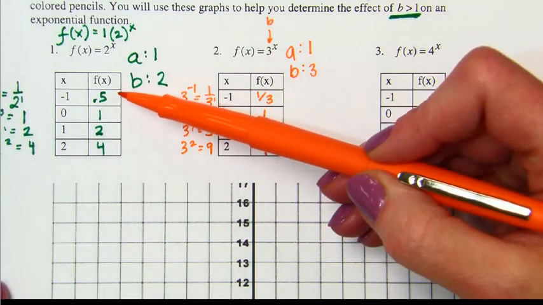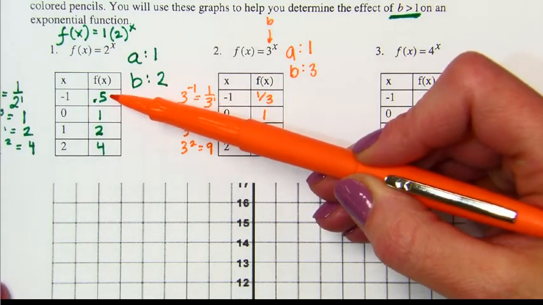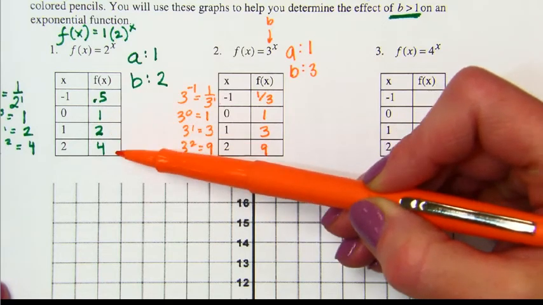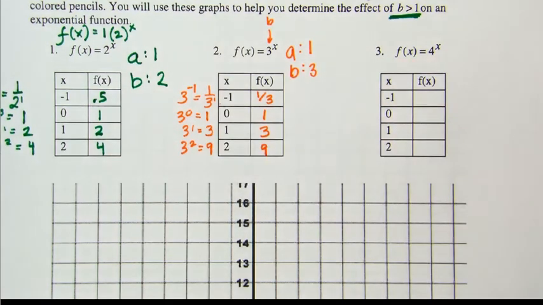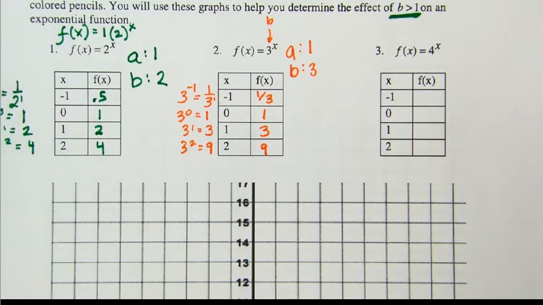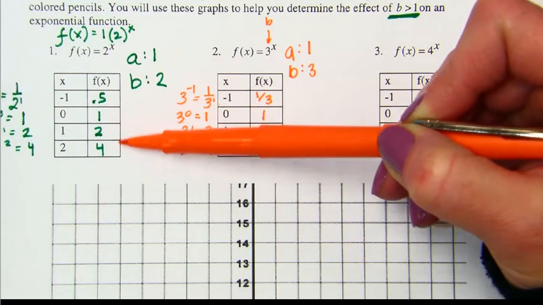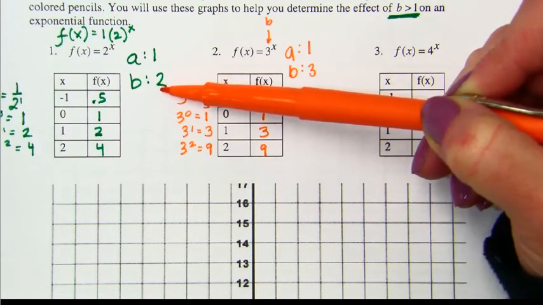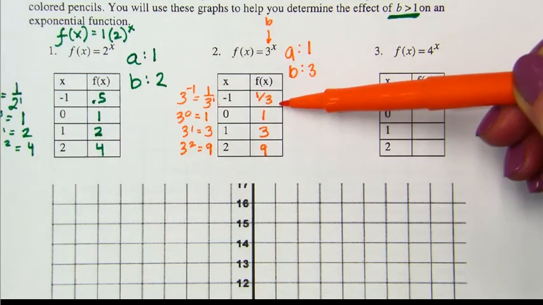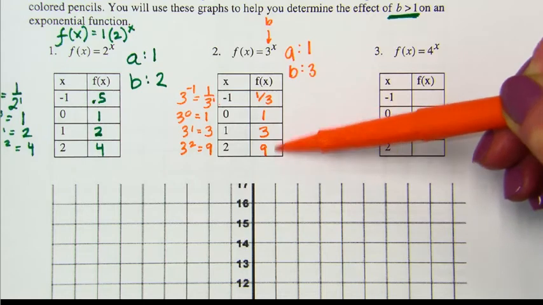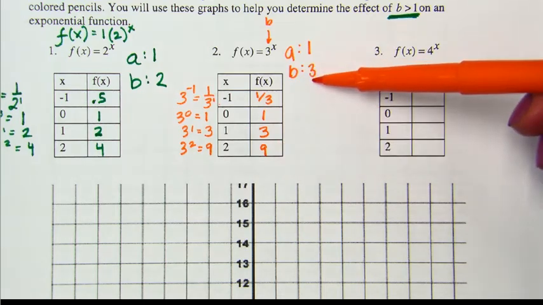If we look at our first table, 0.5 times 2 is 1. 1 times 2 is 2. 2 times 2 is 4. So that also follows a geometric sequence. And if you think about it, every y is getting doubled, and my b is a 2. If we look over here, every y is being multiplied by 3, and my b is a 3.